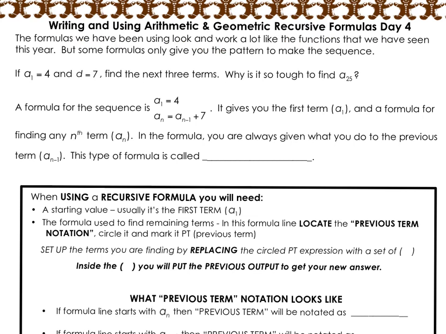So using this idea of if I only know a sub 1 is 4 and that there's a common difference that can help me get to the next terms, we'll use this to find the first 3 terms. When I write that out, I would start with the 4. Then we would need to add 7 each time. So 4 plus 7 would be 11, plus 7 would be 18. And they said just find the next 3 terms, so one more, 18 plus 7 would give us 25.